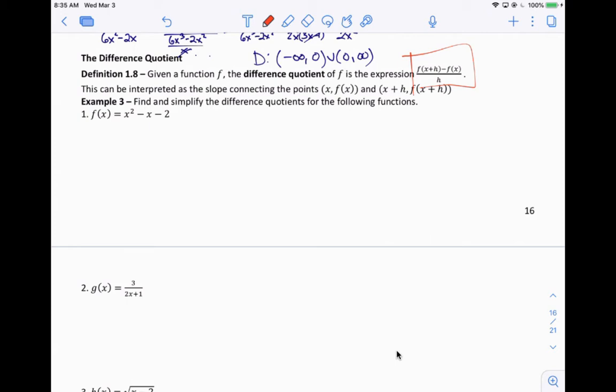Super easy to do with a linear. You just end up getting a number. But when you have other things like quadratics, rationals, radicals, those things are curving all over the place, it's really hard to tell different slopes at different points, right? None of those have a constant slope, otherwise they'd be linear.